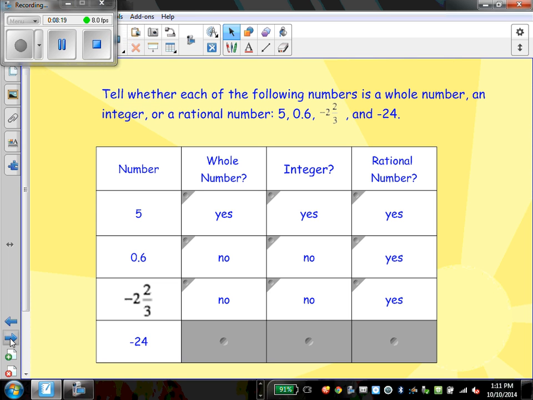-24, although it is not a decimal, because it's negative, it's not a whole number. It is an integer, because integers include those negative counting numbers. And it is rational, because any whole number could be written as a ratio over 1.